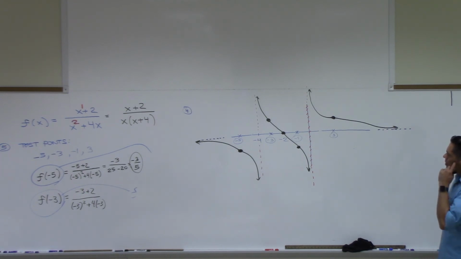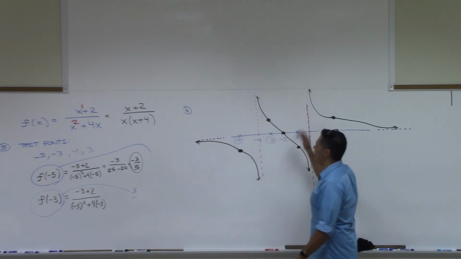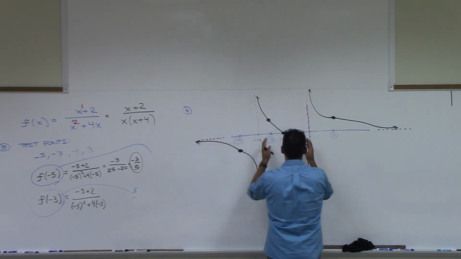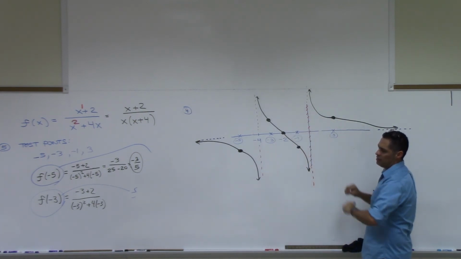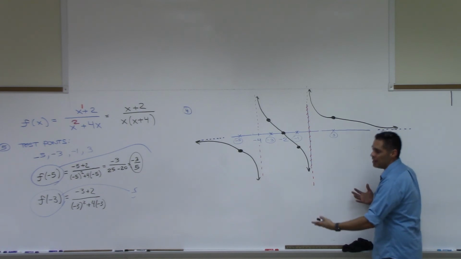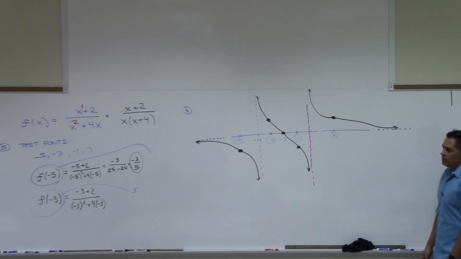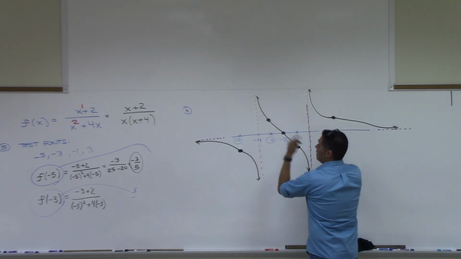Well, here's what I can tell you. Because we had two verticals, I'm going to have like 3 sections, right? A section over here, a section in the middle, a section over here. If I had one vertical, I'd have 2 sections. If I had 4 verticals, I'd have 5 sections. But in each section, there's always going to be some part of a graph.